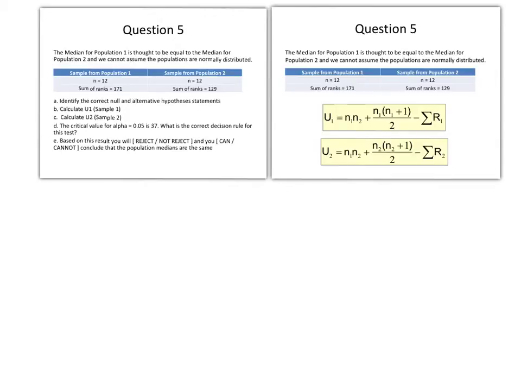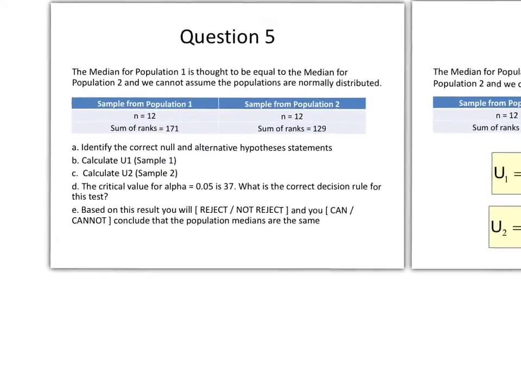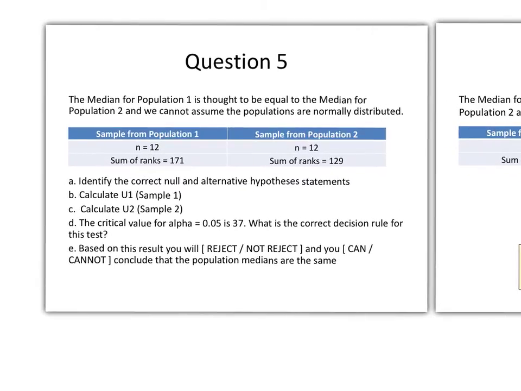Practice exam problem 5 is a Mann-Whitney U test that we're going to conduct. If we zoom in on the first part of our question, our median, and that's again a clue, median for population 1 is thought to be equal to median for population 2, and we cannot assume that the populations are normally distributed. So when we can't assume that, then we need a different type of test, which is this Mann-Whitney U test. And we're given some information about the problem here.